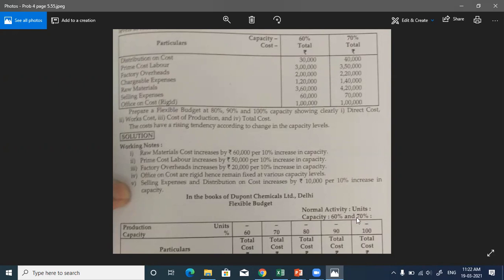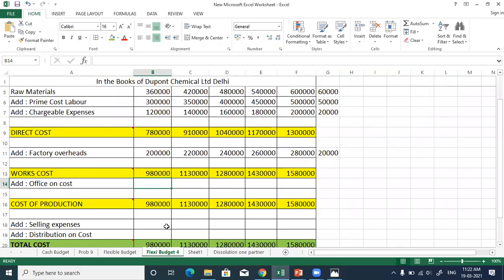So 1 lakh will remain same at any level of output. So office on cost will remain 1 lakh, again 1 lakh, and again 1 lakh, and 1 lakh here also. It remains the same at any level of output. So your cost of production is now 10,80,000, 12,30,000, 13,80,000, 15,30,000, and 16,80,000.